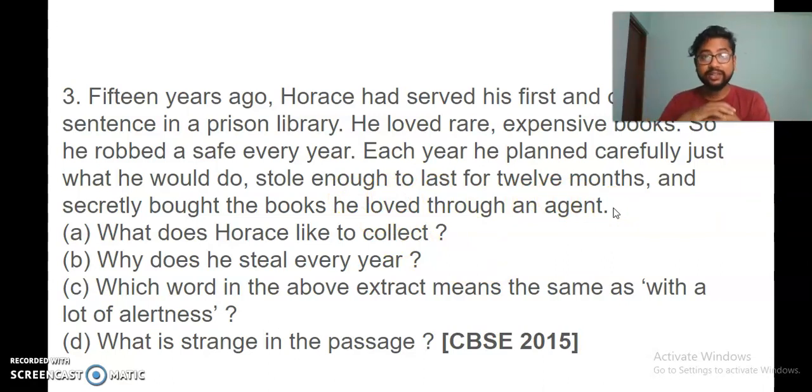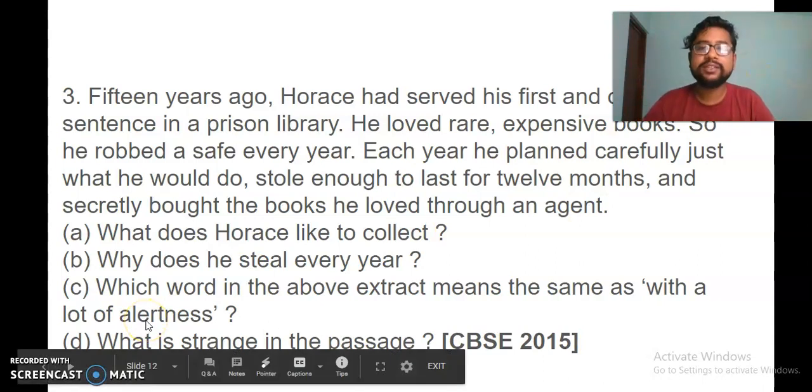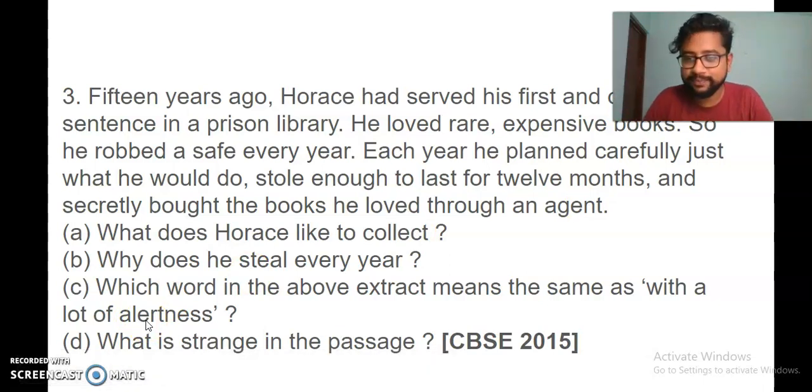What does Horace like to collect? Horace liked to collect rare and expensive books. Why does he steal every year? Horace was an okay man. He was respected, but he was not completely honest because he stole once a year, since he wanted some extra money to buy his expensive books.